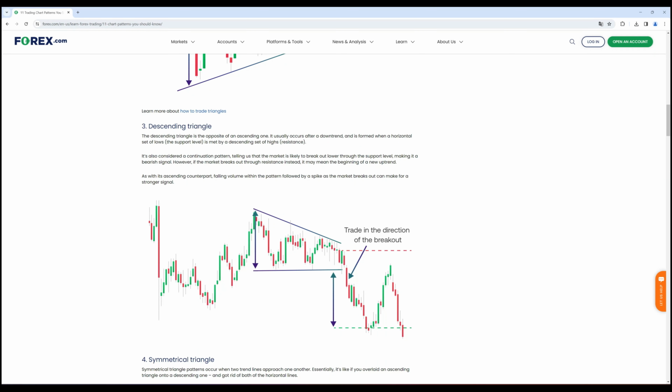That usually occurs after a downtrend and is formed when a horizontal set of lows, the support line, which is right here, is met with a descending set of highs, resistance. So as you can see, it broke down. There was a big selling pressure right here.